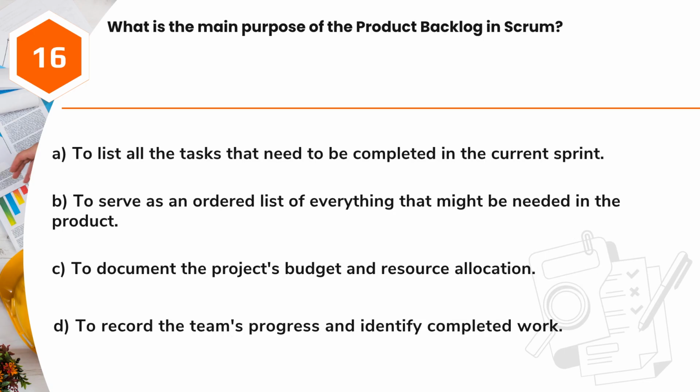Question 16. What is the main purpose of the product backlog in Scrum? A. To list all the tasks that need to be completed in the current sprint. B. To serve as an ordered list of everything that might be needed in the product. C. To document the project's budget and resource allocation. D. To record the team's progress and identify completed work.